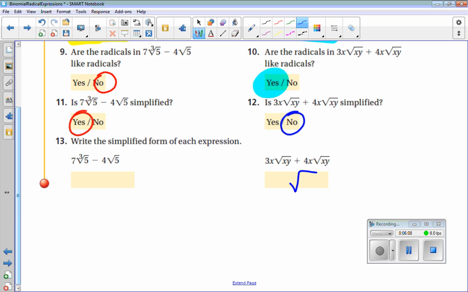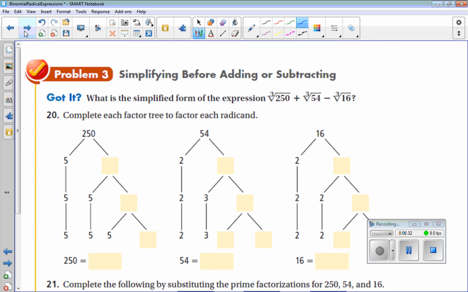Well, I'm going to leave what's underneath the radical the same, and then what do I do with the numbers in the front? So what is 3x plus 4x? 7x. There's my answer. Okay? So even if we have variables, it's okay. We're good. Any questions so far? Not bad? Good. All right.